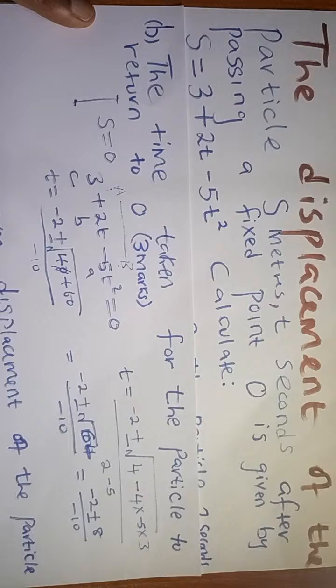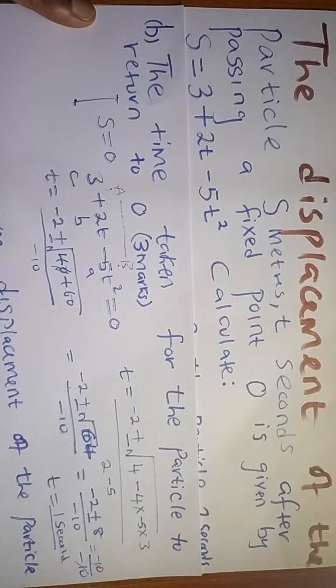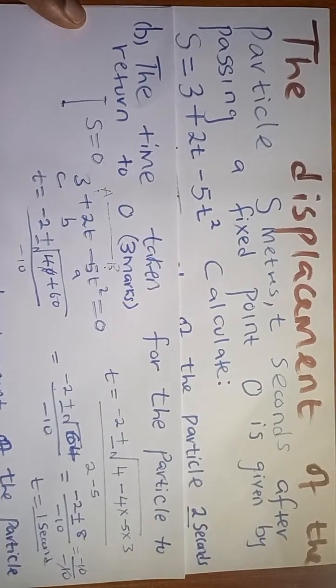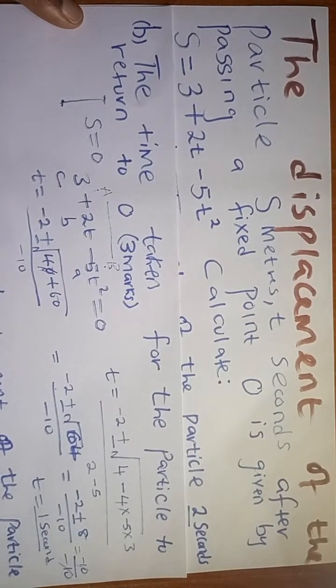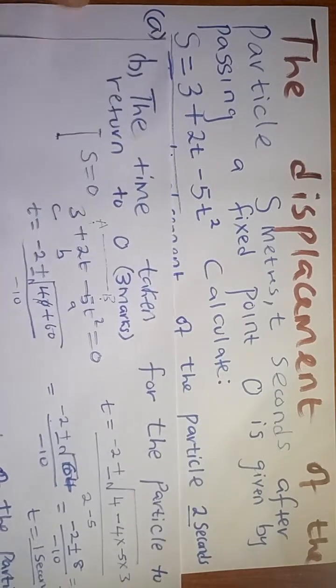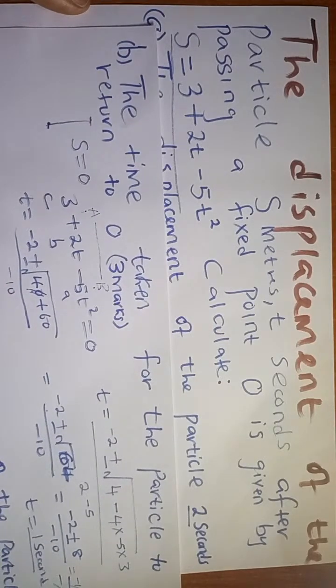So we are going to consider when we have negative 2 minus 8, which is negative 10, divided by negative 10. So t is equal to 1 second. So we only consider the positive t, because time can never be negative. So that is the time taken for the particle to return to rest.